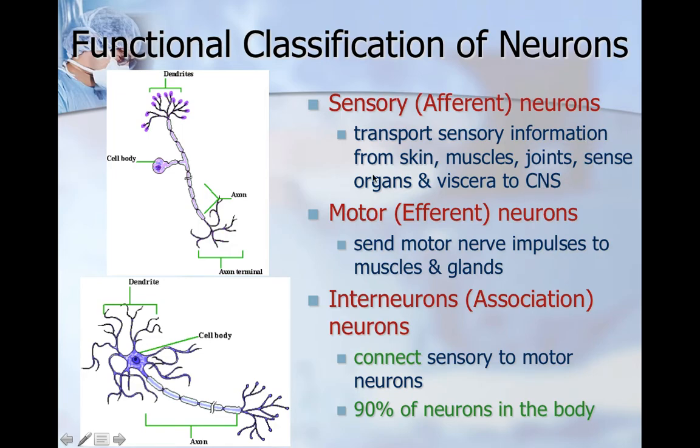All right. Next classification is your efferent or motor neurons. These guys send motor nerve impulses to your muscles and glands from your central nervous system. Okay. And then your interneurons, which are called association neurons, these are in between the sensory and motor neurons. So they connect sensory to motor neurons together. And guys, believe it or not, 90% of your neurons in your body make up interneurons.